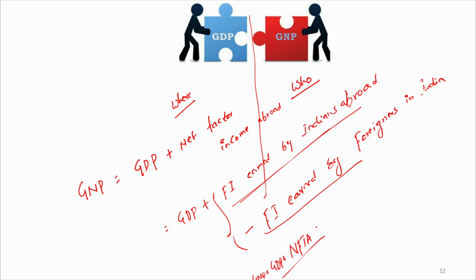Whether your GNP is more than GDP or less than GDP depends upon the net factor income from abroad. If the net factor income from abroad is positive, you are adding a positive number to GDP to get your GNP, and in such a case the GNP would be more than GDP. When would net factor income from abroad be positive? If your people make more money outside India than the factor income earned by foreigners within India, in such a case it would be positive.